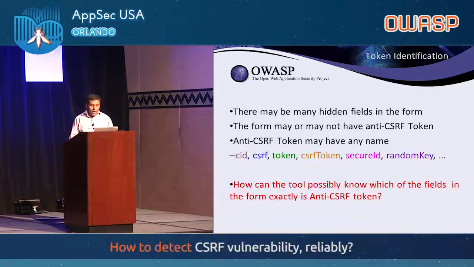Okay? And then the next thing that is possible is that out of those 10 hidden variables, you may have an anti-CSRF token, or you may not have. You do not know. Both are possible.